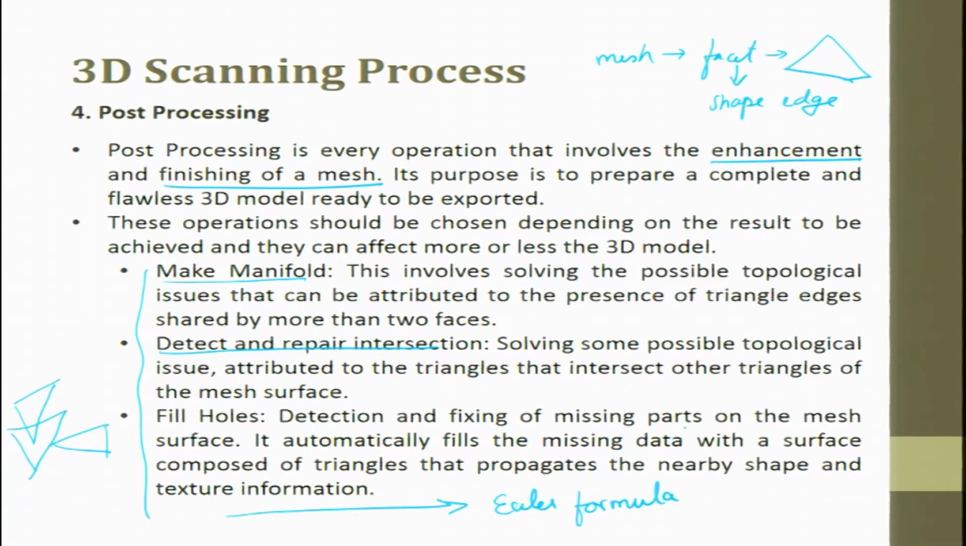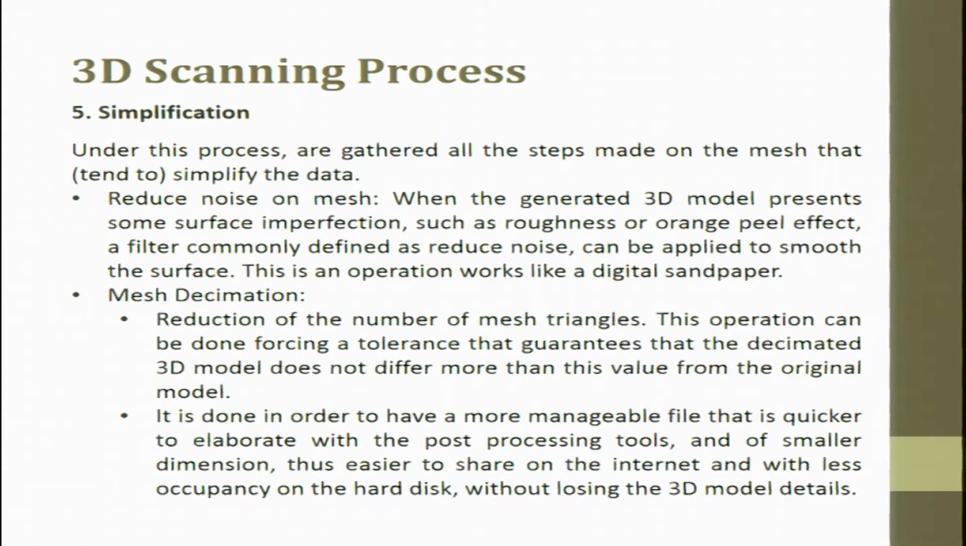Detection and fixing of missing parts on the mesh surface is filling holes. It automatically fills the missing data with a surface correspondence to the triangle that propagates the nearby shape and the texture information. So the final thing is simplification.